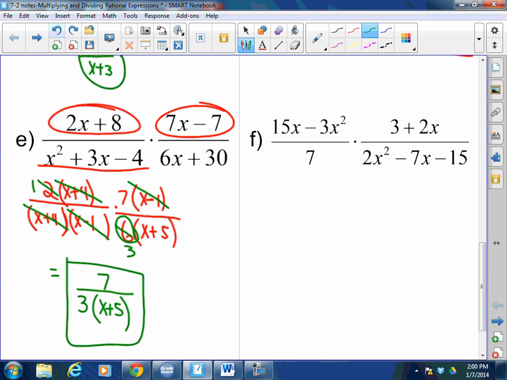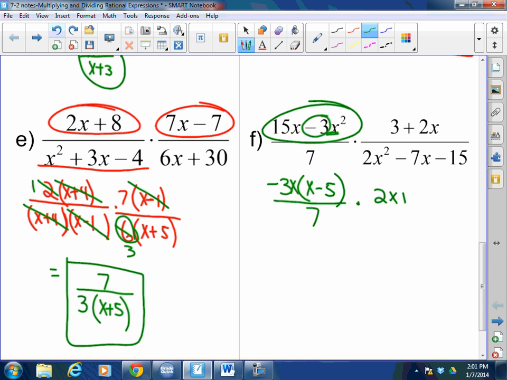For this one, let me just give you a little bit of a heads up. You never want x to be negative. So what do you think you would do here? Factor out a -3, to now make it a 3x, to now make it x minus 5. See what I did there, guys? I factor out a negative because I want to make this x positive. Over 7 times, I'm going to rewrite this so it's 2x plus 3.